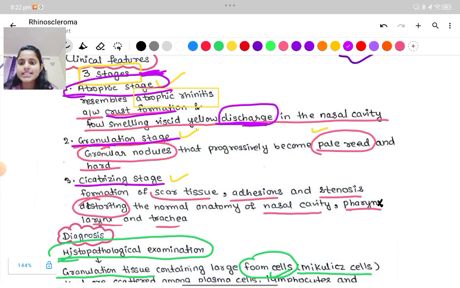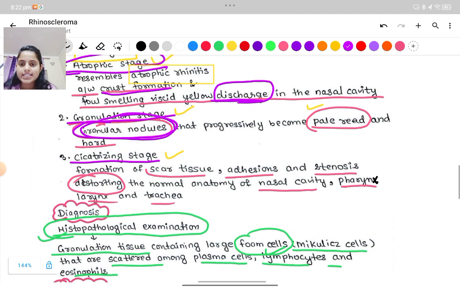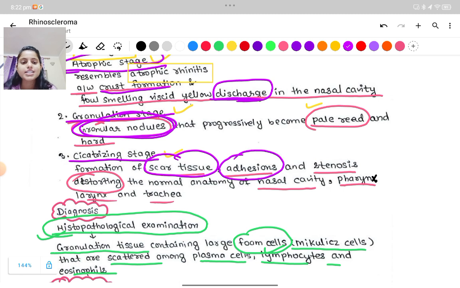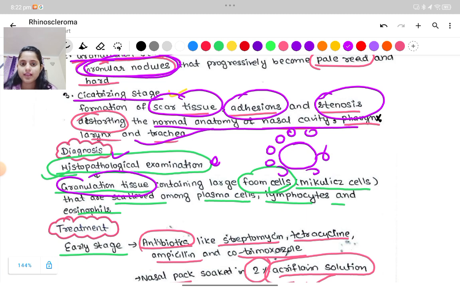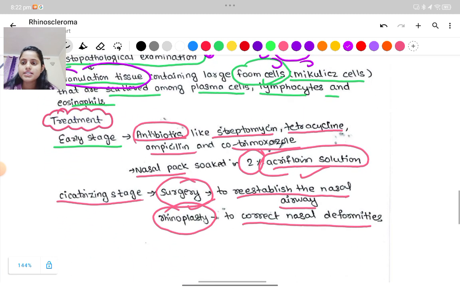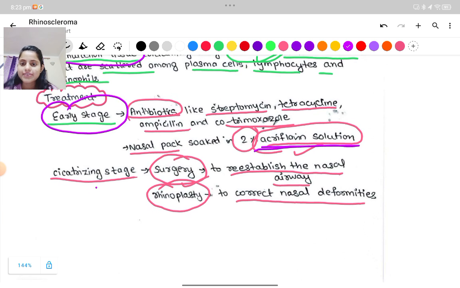In the granulation stage, granular nodules are formed. In the cicatrizing stage, scar tissue, adhesions, and later stenosis are formed, distorting the normal anatomy of the nasal cavity, pharynx, larynx, and trachea. For the diagnosis, in histopathological examination, there is granulation tissue containing large foam cells scattered among plasma cells, lymphocytes, and eosinophils. For the treatment, in early disease, we give antibiotics, and a nasal pack soaked in 2% acriflavine is sometimes effective. In the cicatrizing stage, surgery needs to be done to re-establish the nasal airway, and rhinoplasty to correct the nasal deformities.